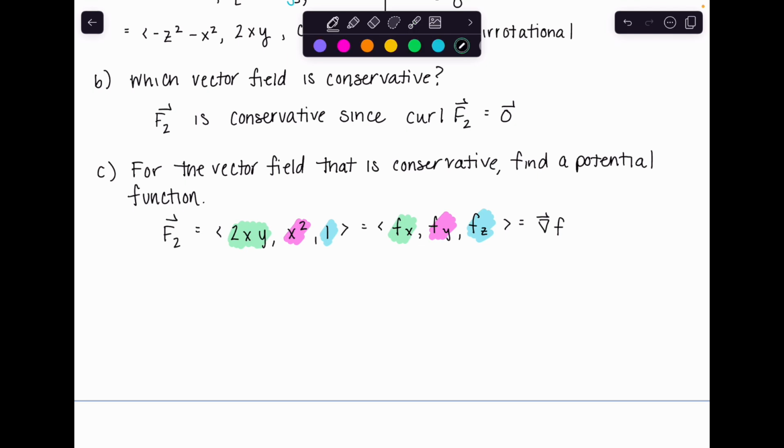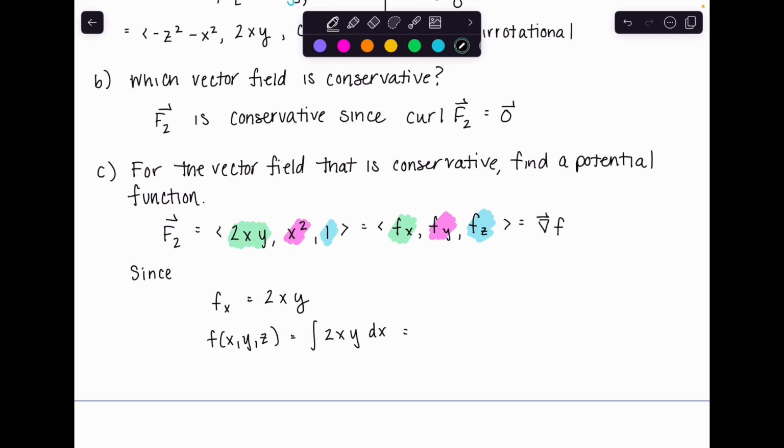Okay? So with this, since the first component is the partial with respect to x, what I want to do is then integrate with respect to x. So our actual function is the integral of this with respect to x.